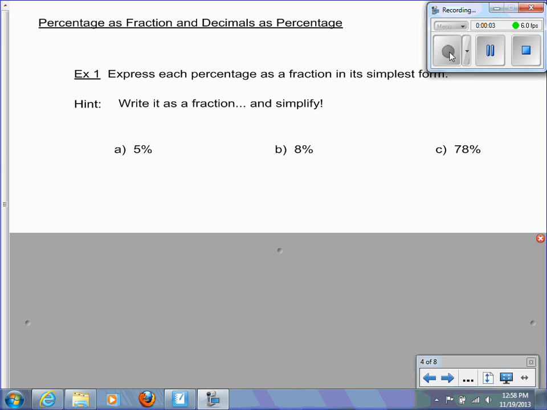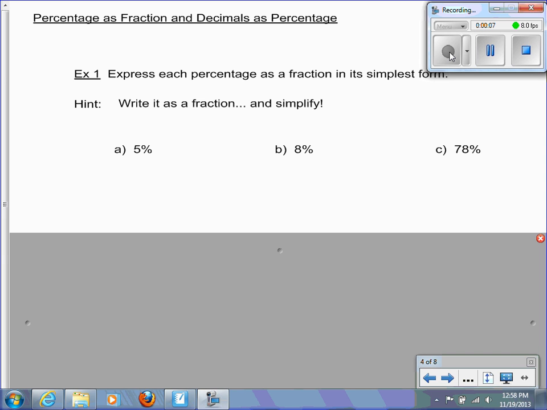So today's topic is percentages as fractions and decimals as percentages. Go ahead and copy down the topic. Basically what we're doing is changing percents into fractions and then also decimals into percents. Write down today's date, which is 11/19.